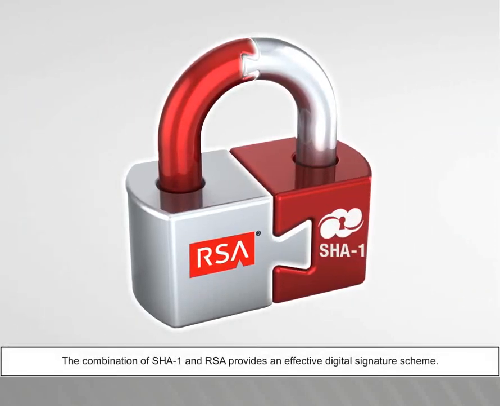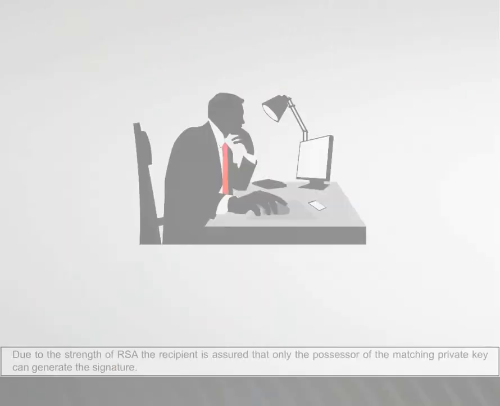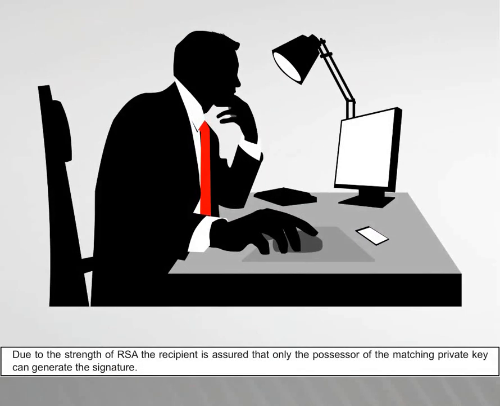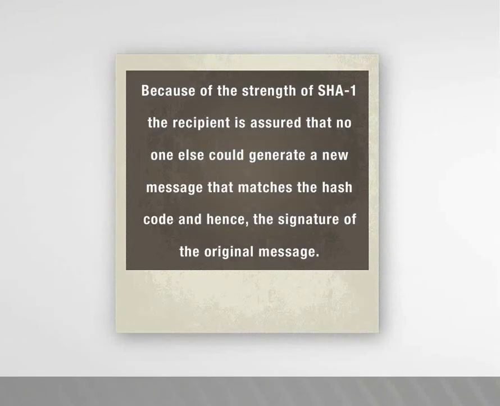The combination of SHA-1 and RSA provides an effective digital signature scheme. Due to the strength of RSA, the recipient is assured that only the possessor of the matching private key can generate the signature. Because of the strength of SHA-1, the recipient is assured that no one else could generate a new message that matches the hash code and hence the signature of the original message.